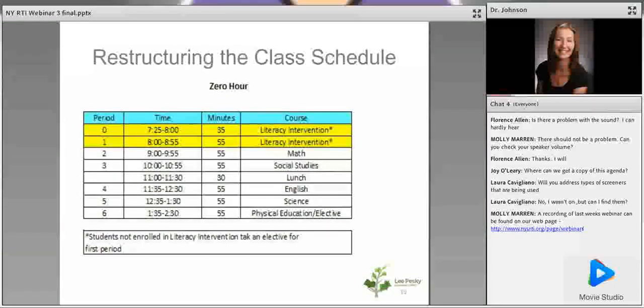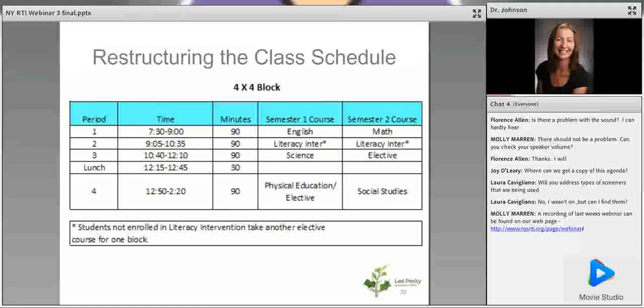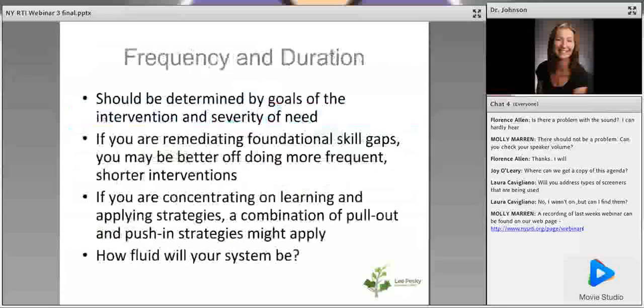Okay. Here's just an example of 0 hour, right? So we have some kids coming in before school, and we have kids who are not enrolled in literacy intervention. They can take an elective the first period. And then another very common class schedule is the 4x4 block, where kids have different courses over the different semesters, right? And so same thing, we have a literacy intervention option for kids who need it. Kids who don't need it take another elective for that block time. Okay. So those are just examples.